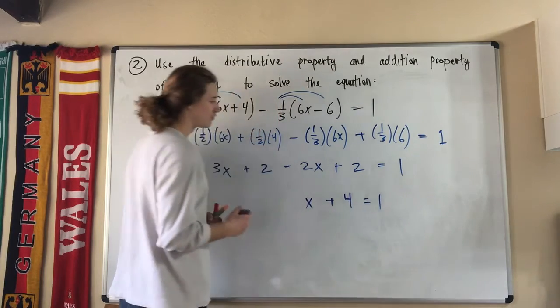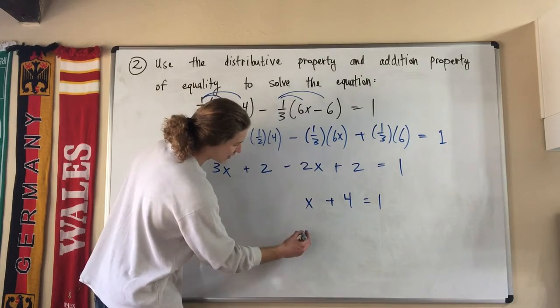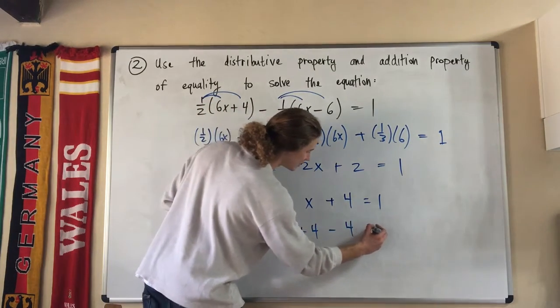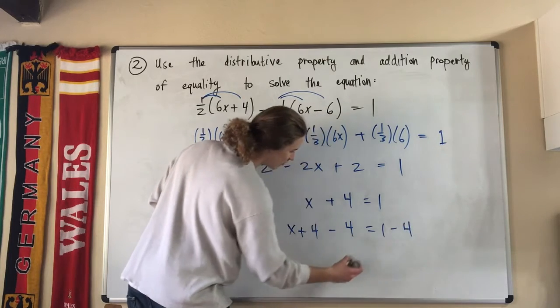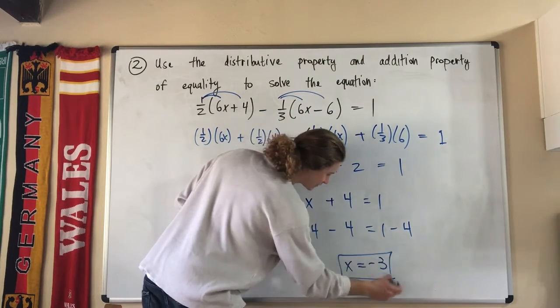If I set that equal to 1, as it's supposed to be, we can see by the addition property of equality, if we subtract 4 from either side of this equation, or from both sides of this equation, we'll have our solution. And that solution is x equals negative 3.